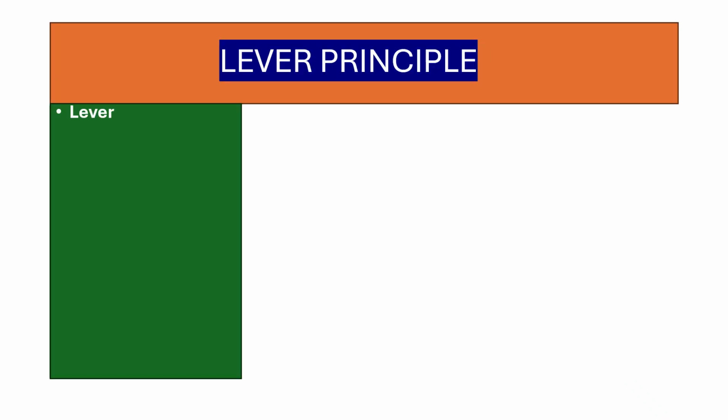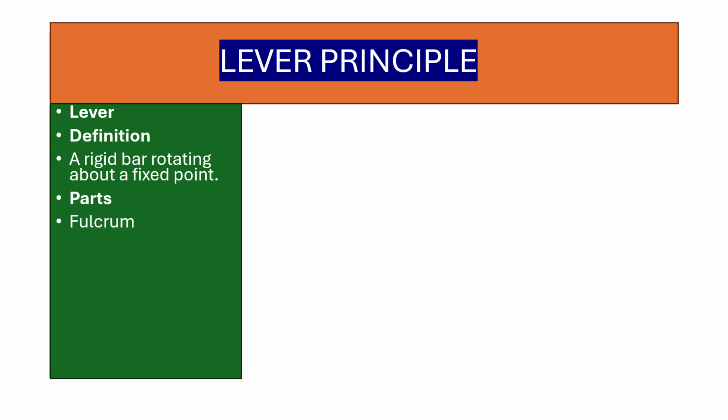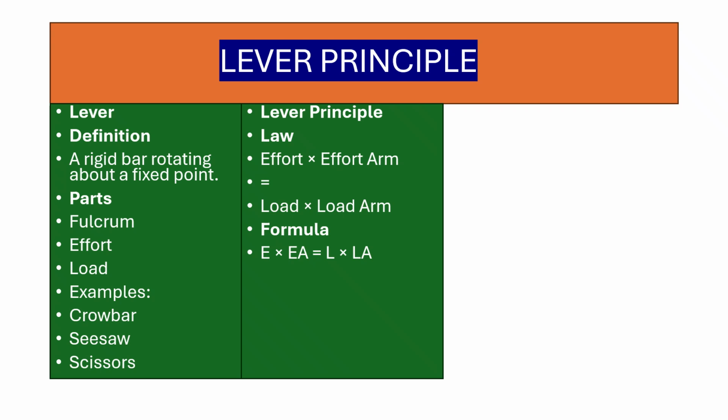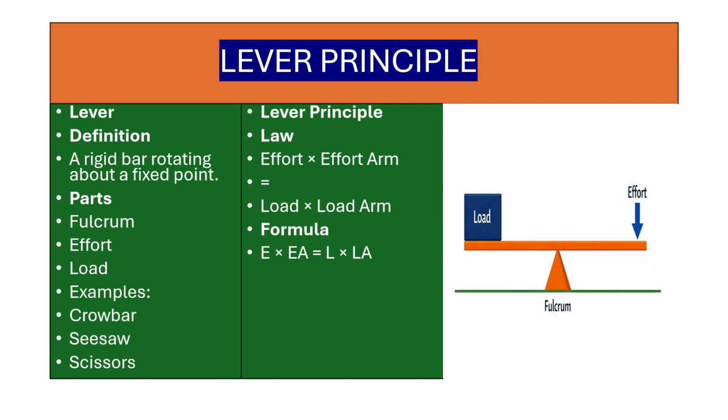What is the principle behind the lever? A rigid bar rotating about a fixed point. The parts are fulcrum, effort, load. These terms you need to remember, students. For a crowbar, seesaw or scissors, the principle is effort into effort arm equals load into load arm. So the formula is E into EA is equal to L into LA. Looking at the figure, this is the effort which is applied, this is the load, and the fulcrum is the middle point here.